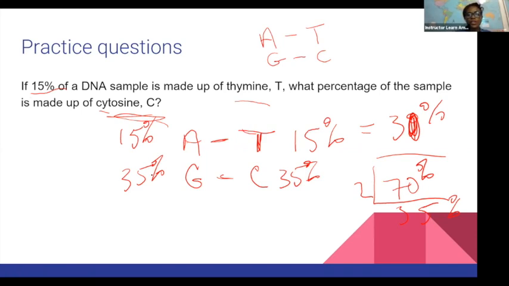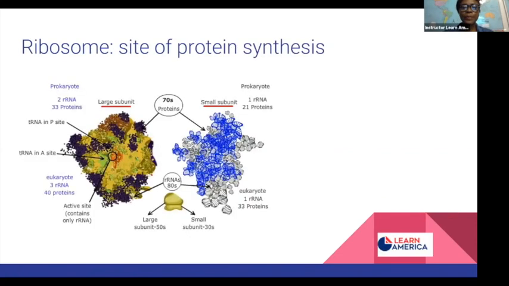And so that's just a question reviewing the bonds that are formed in the DNA, that A pairs up with T, T with A, G with C, C with G. Good, I hope you got that one right. All right, let's move on now.